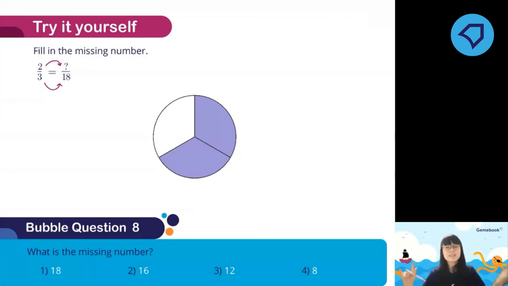Let's take a look over here. So what's the magic number you guys multiply by? 3 to 18. 3 times what gives you 18? 6. Thank you very much, Esther. We have to multiply by 6. So the numerator must times 6 as well. So 2 times 6 is equal to 12.